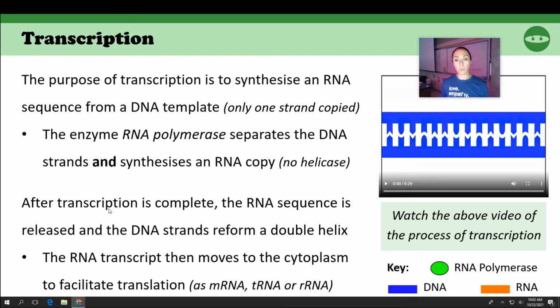And after transcription, that RNA is released, the DNA strand reforms, and the RNA strand goes to the cytoplasm, where we get to learn all these fun things like transfer RNA and ribosomal RNA, so many different types of RNA. Okay, so here's another visual of what that looks like.